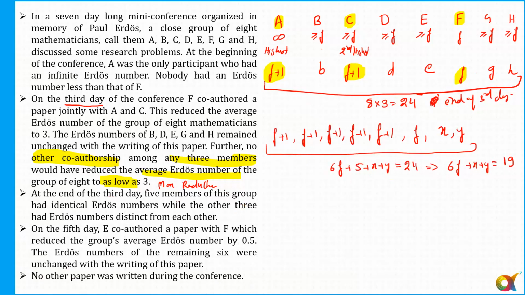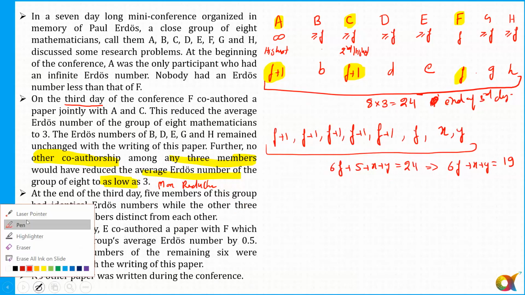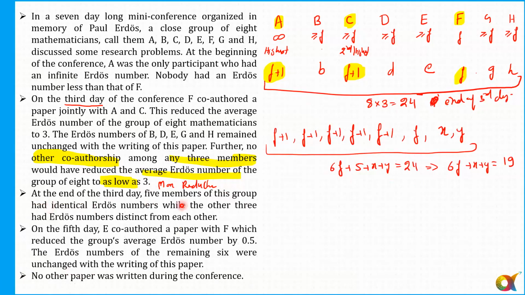And if you read the third statement, one more line which is very, very important here. At the end of the third day, 5 members of this had an identical IRDOS number, while the other 3 had an IRDOS number distinct from each other. So 3 people have got numbers which are distinct from each other. So X, Y, and F are all different values. X can't be equal to Y and Y can't be equal to F. So that's the reason that 5 of them have to be F plus 1. Because if I take 5 values as F, then 2 of the values will become F plus 1.